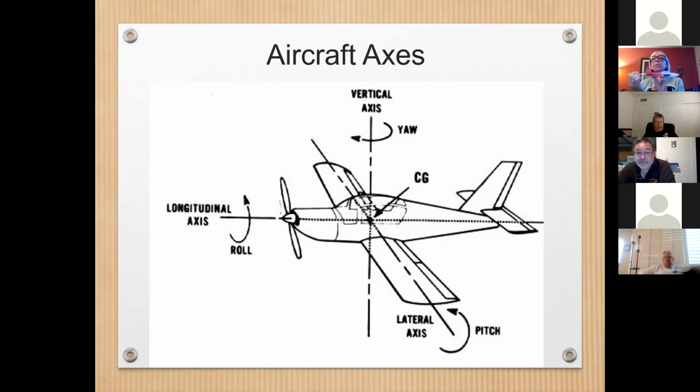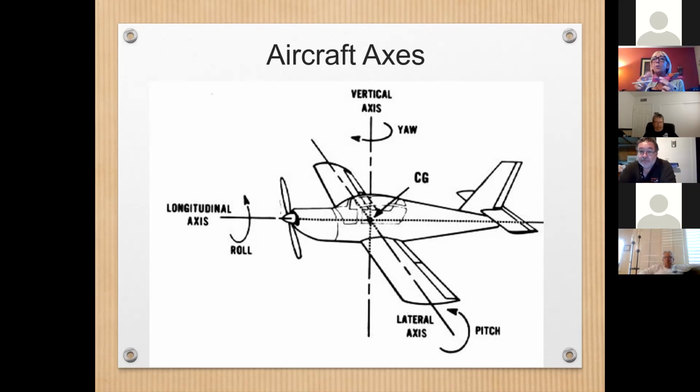Then we have the elevator, and the good way to remember the elevator is that elevators go up and down. The elevator works on the lateral axis, which is for pitch. So then we have the airplane pitching up and down. If we lower the elevator here, it creates more lift. So the tail of the airplane comes up, and that means the nose is going down. If we bring the elevator up, it creates more drag. So the tail is going to be down and we'll be climbing.